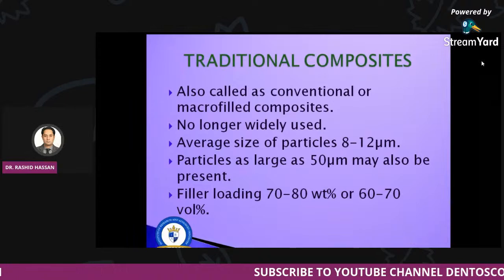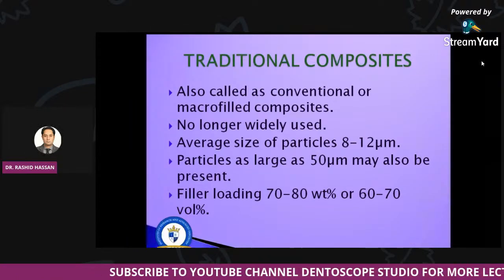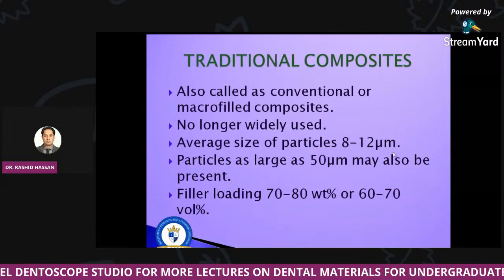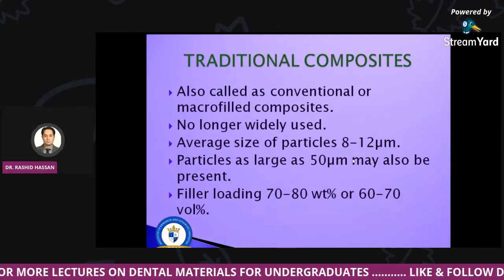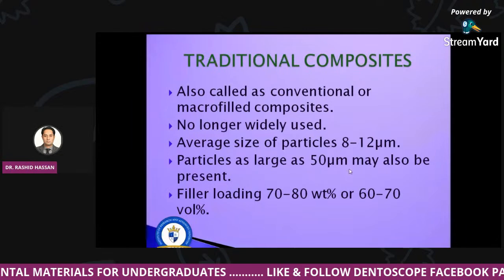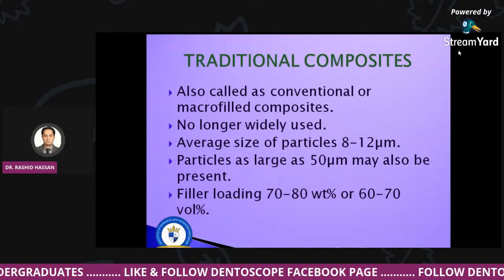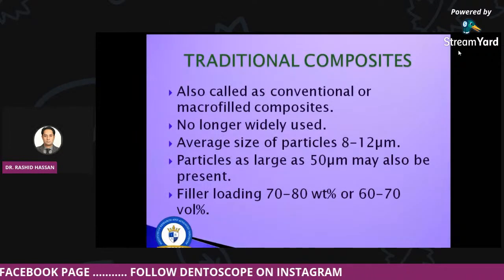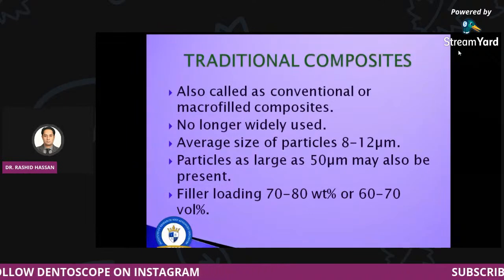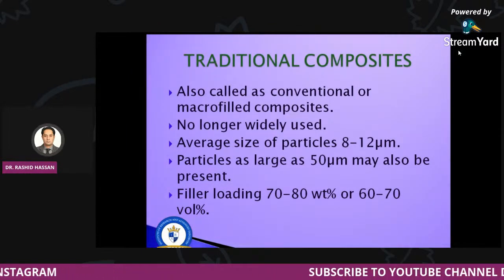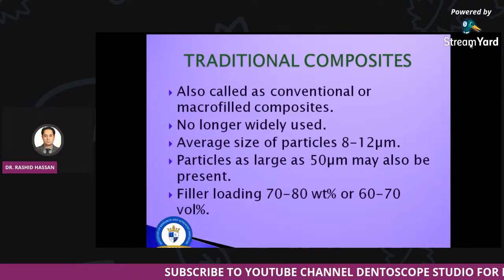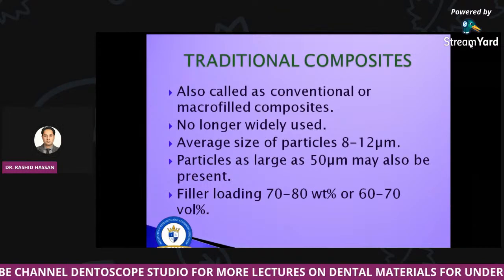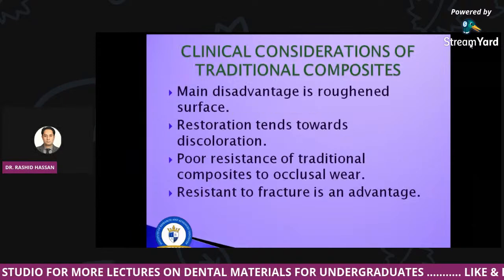Now we have much better dental composites than these traditional composites. The average size of the particle here was 8 to 12 micrometer, and there were 50 micrometer large particles present in the composition of dental composites. Now we don't use it, but in the start, this was the only composite that we had when composites were coming into the market. The filler was 70 to 80% by weight or 60 to 70% by volume. So the rest, 30 to 40%, was your polymer, your coupling agent, and your initiator activator system.